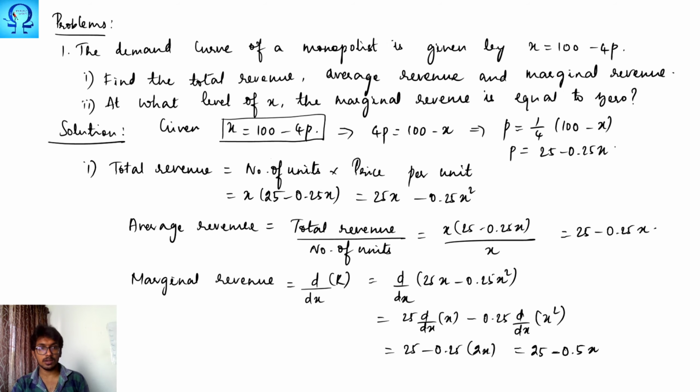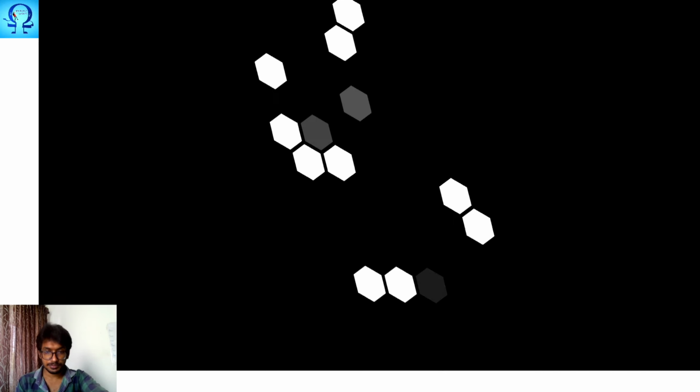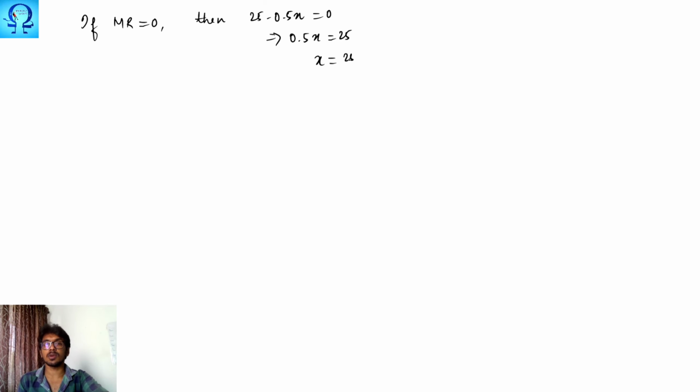Next, we'll have to calculate the level of x when the marginal revenue is 0. Okay, if marginal revenue is 0, this means what? 25 minus 0.5x is 0. This is possible only when 0.5x is 25, which means x is 25 upon 0.5. That happens to be 50. Right? So we are done with this problem.